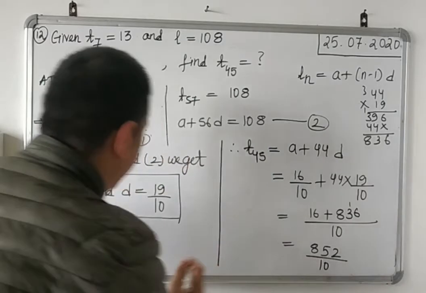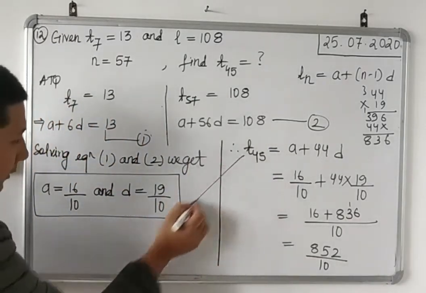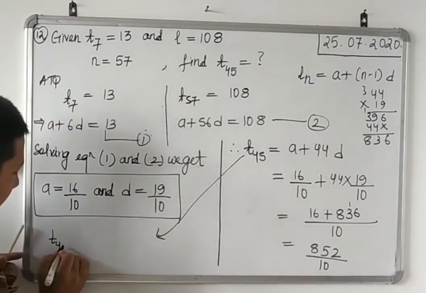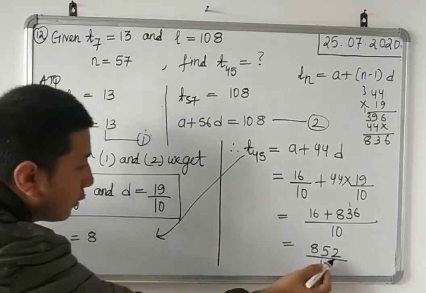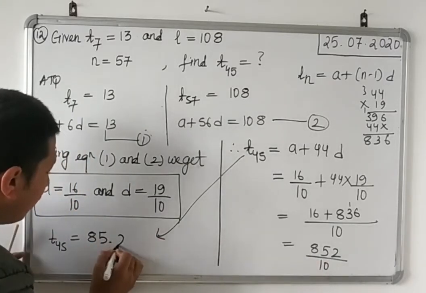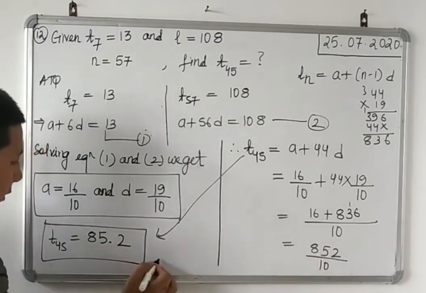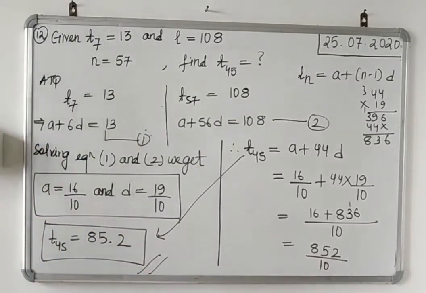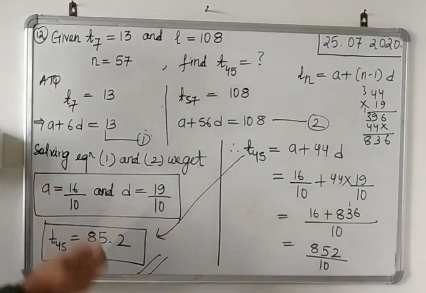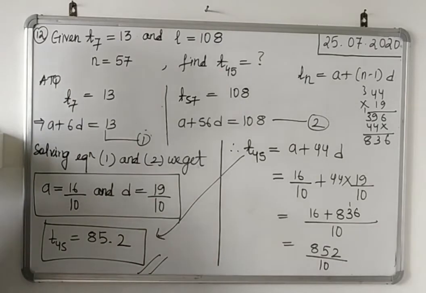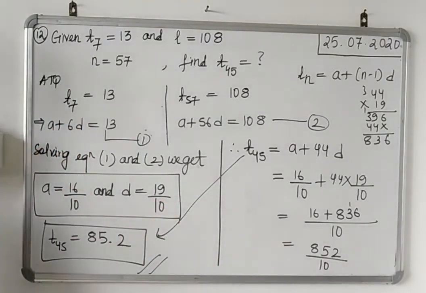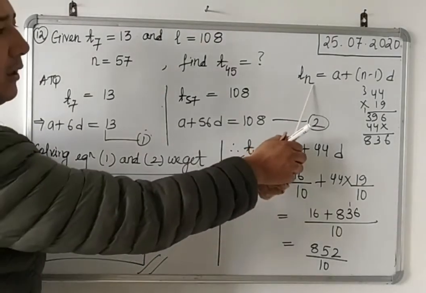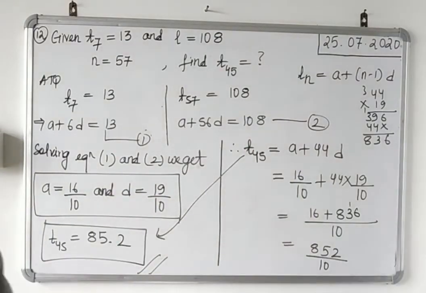So I'm writing it out here. T45 is equal to 852 by 10. There is one decimal place, so 85.2. This is the final answer. Pause the video and note it down. The only important thing here is to know the values for A and D. If these are known to us, we can find any term of the arithmetic progression, provided we know the formula for the general term. Pause the video, note it down.